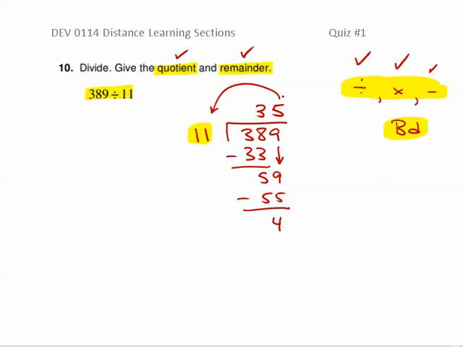So you'll notice that we're at the end, and that's called our remainder. The remainder is 4. So we have the quotient. The quotient is 35, and the remainder is 4.